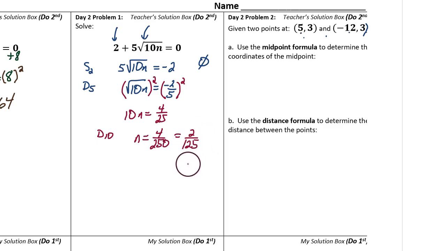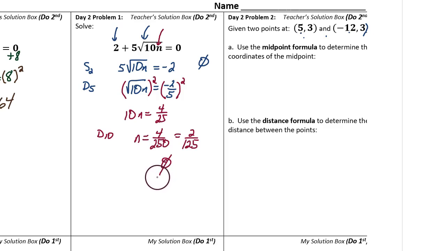Now we have to check for extraneous answers. Take the answer 2 over 125 and substitute it in place of n. 10 times 2 over 125 is 20 over 125. Then take the square root of that, times by 5, and add 2 to see if you get 0. You'll find out when you check it that this does not work, and you have to say empty set.